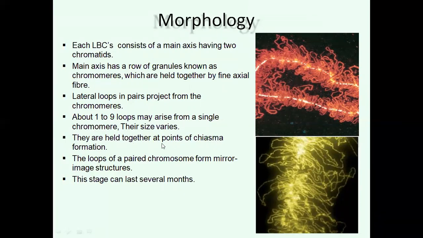Chiasma means the point where the two homologous chromosomes are attached; that position of the chromosome is known as chiasma. Chiasma is nothing but the two homologous chromosomes attached at a particular point. The loops of a paired chromosome form mirror image structures. You can observe that the two lateral loops are exactly mirror image structures. This stage can last several months also.